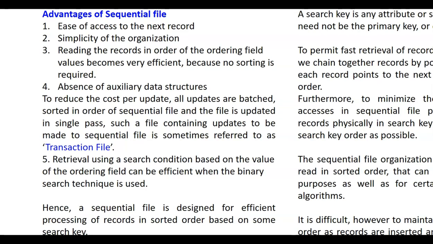So the advantages of a sequential file: 1, ease of access of the next record, and simplicity of the organization of records. Reading the records in order of the ordering key values becomes very efficient because of the sorting. There is absence of auxiliary data structures. In other words, to reduce the cost per update, all the updates are batched together, and then the file is processed in one go, or in a single pass, and then the update is done.